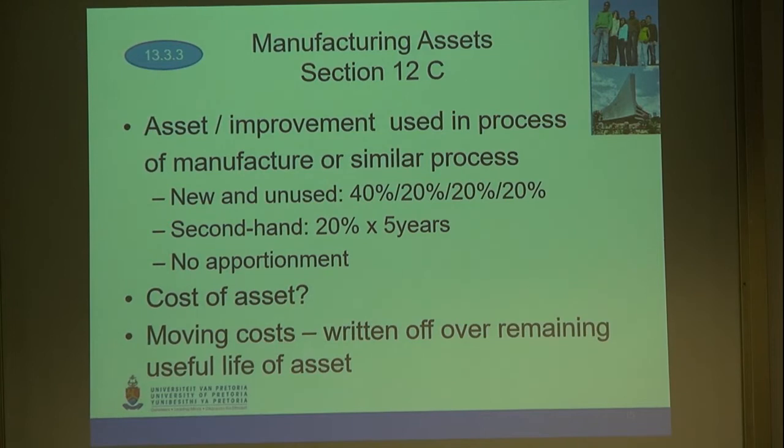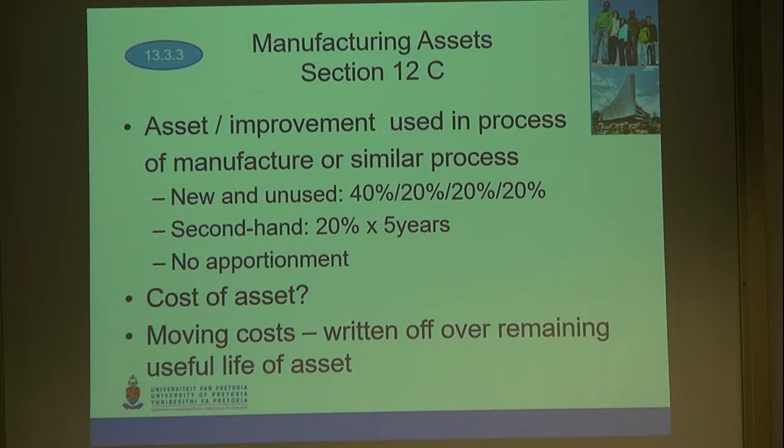If I have already written the asset off, let's say, for example, I move the asset in year 6, and there's no years left to write it off, the moving cost I will claim immediately in the year of assessment where I incur it. And again, moving costs could be a lot of money. It is expensive to move manufacturing equipment. So that is the one thing that makes it a little bit tricky.